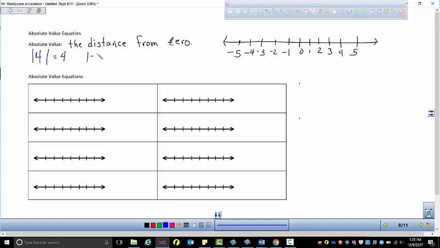The absolute value of negative 3. So I use my vertical bars again, that means absolute value. So the absolute value of negative 3, here's negative 3, 1, 2, 3. It's 3 away from 0, so it equals 3. The absolute value of negative 5. So I start at negative 5, 1, 2, 3, 4, 5.